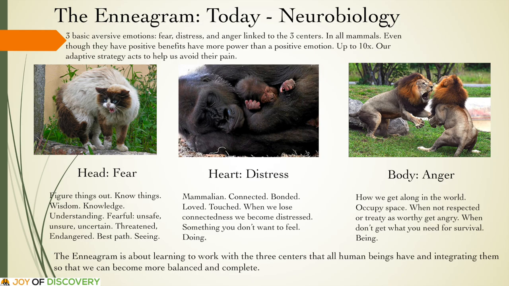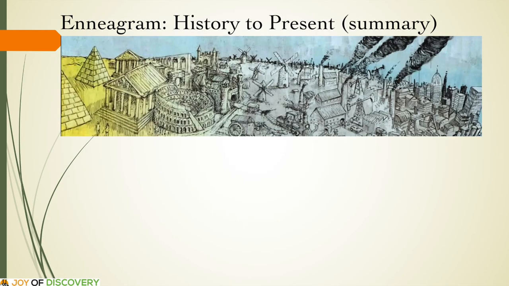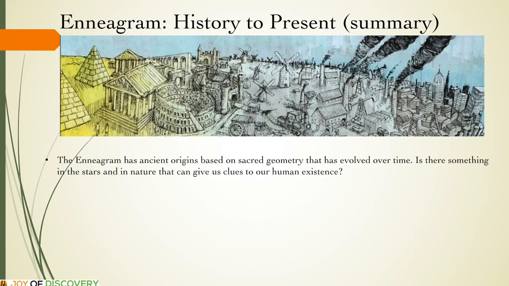So I'd just like to sum up right now where we got with the Enneagram. The Enneagram has ancient origins based on sacred geometry, from the stars, Jupiter and Saturn, from the pyramids, Pythagoras or Euclidean geometry. It's something that has evolved over time. And the question I'd like to pose to you is: is there something in the stars and in nature that can give us clues as to our human existence?